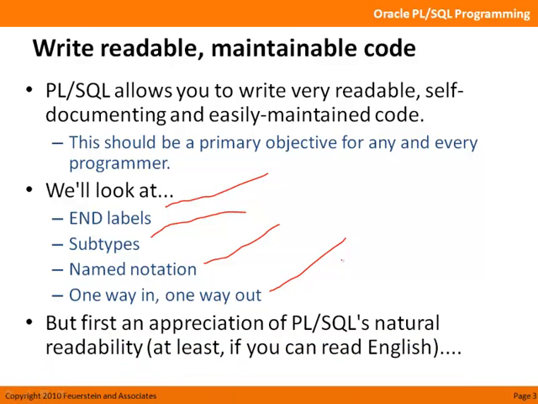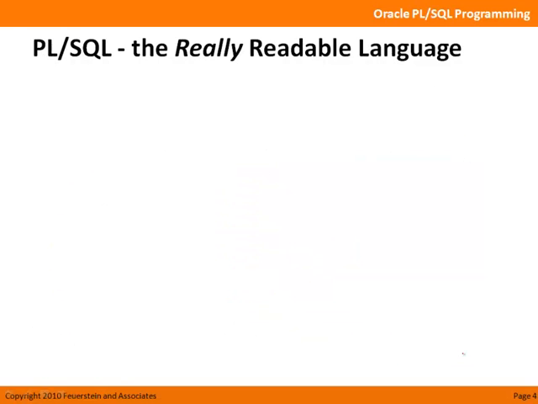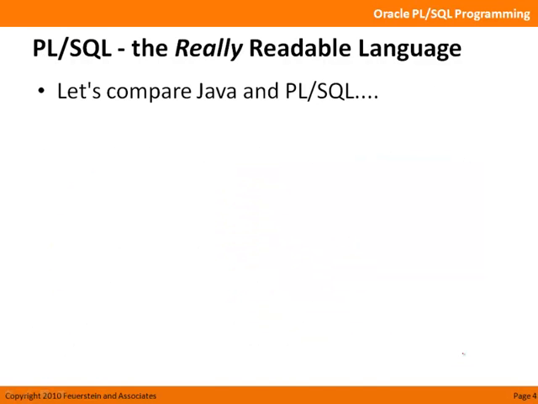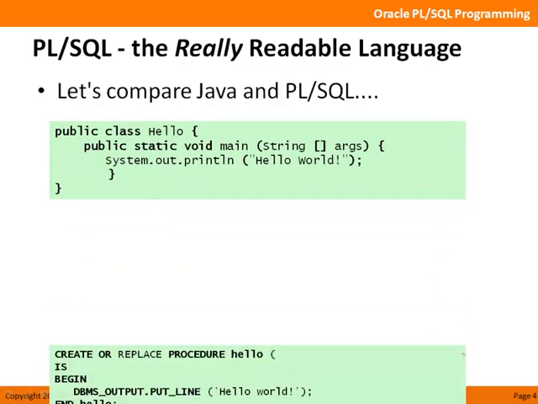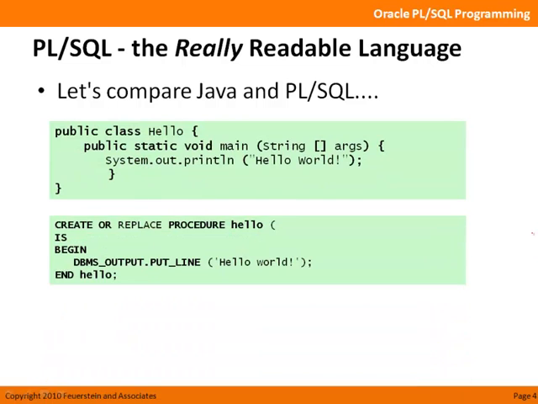But first, let's just get an appreciation of PLSQL's natural readability, at least assuming that you can read the English language, which would be very helpful when taking these lessons as well. So let's compare Java and PLSQL. What you see at the top is a Java class, a very simple Java class, that has a single method inside of it. And here we have a PLSQL program which creates a procedure. Now, interestingly enough, these pretty much do the same thing.